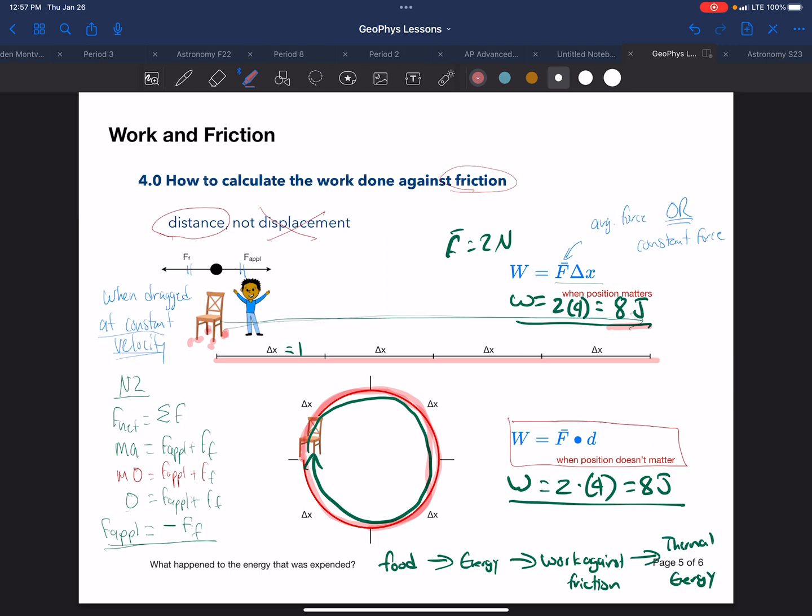This idea of what happened to the energy and what did the work accomplish is an important one over the next few days and cases in our explorations into work, energy, and power. What happens to the energy? What happens to the work? In the case of friction, it's always into thermal energy of the two bodies touching each other.